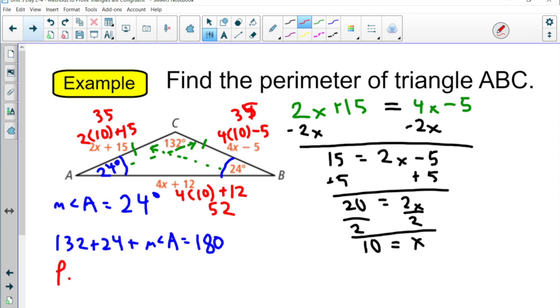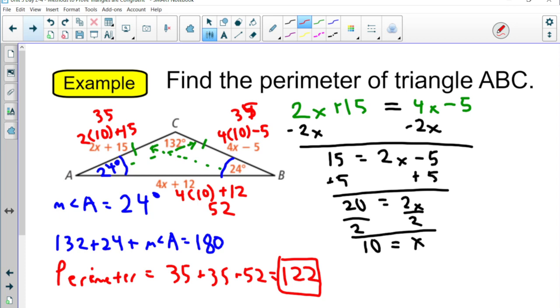So to finally answer the question of perimeter, remember to find the perimeter of a shape? Well, we take all the sides and we add them together. So we've got 35 and 35 and 52, and that is 122. There's our perimeter. Perimeter, add up all the sides. So once we solved for x, that's when we plugged it back in, figured out our perimeter.